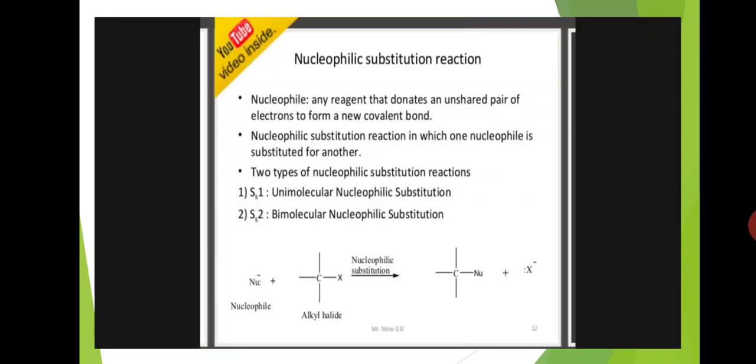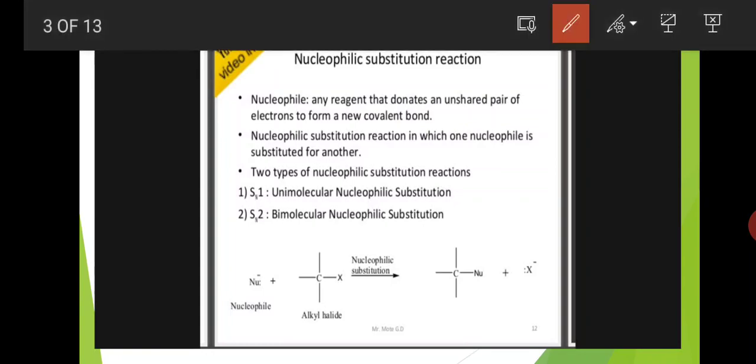Nucleophilic substitution reaction is one in which one nucleophile is substituted by another nucleophile. Generally, nucleophilic substitutions are of two types. One is the SN1 reaction and second is the SN2 reaction. SN1 means unimolecular nucleophilic substitution reaction, and SN2 means bimolecular nucleophilic substitution reaction.